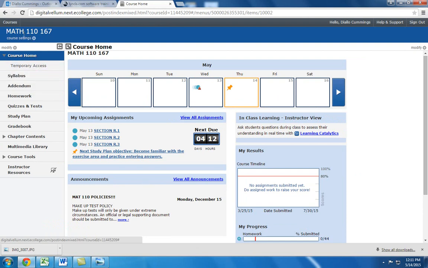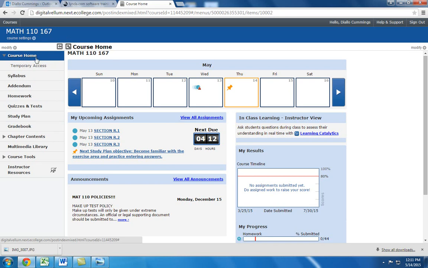So here we'll take a look at Math 110 167, and the information is exactly the same for Math 110 Section 067. The only difference would be the exam time for the final exam. And in this session we'll take a look at Course Compass, and we'll take a look at some of the tabs that are on the left hand side and the inner workings of the course.